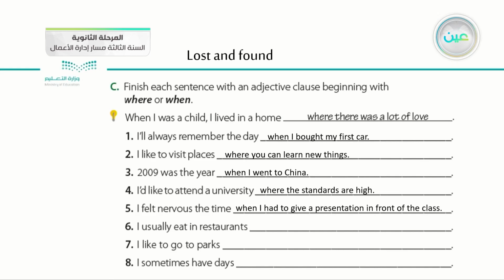Very good, guys. Number 6, I usually eat in restaurants. What about this, which is 6? Of course, where the food is inexpensive. Here we used where to describe the restaurants where it's inexpensive. I like to go to parks. What is this?